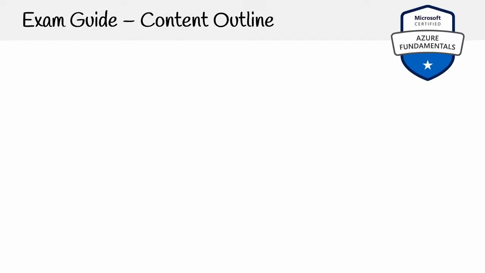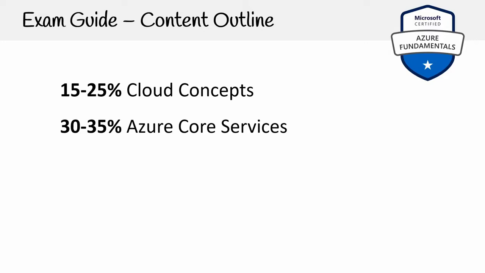So now let's take a look at the exam guide and break down what it is that we're going to need to do to pass this exam and how we're going to have to study. So the first thing is the content outline. This is basically the general domains we're going to have to focus our time on. The first being cloud concepts. This is worth 15 to 25% of the exam. Then you have Azure core services. This is worth 30 to 35% of the exam.